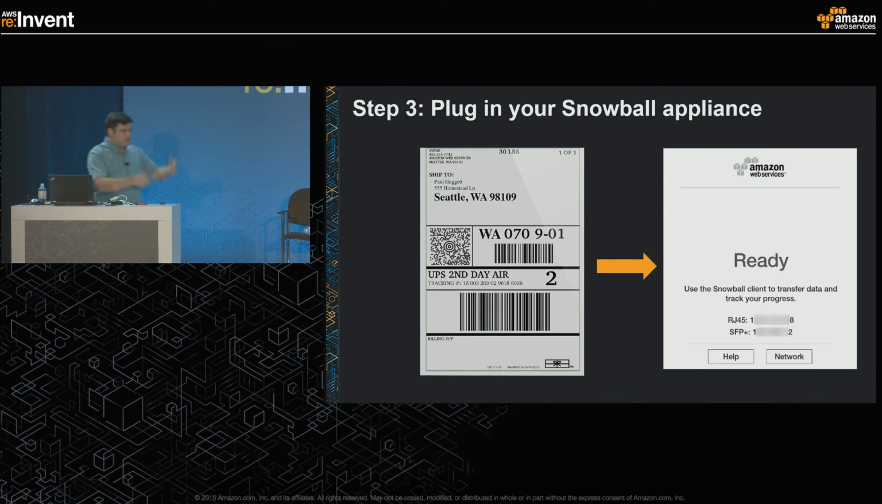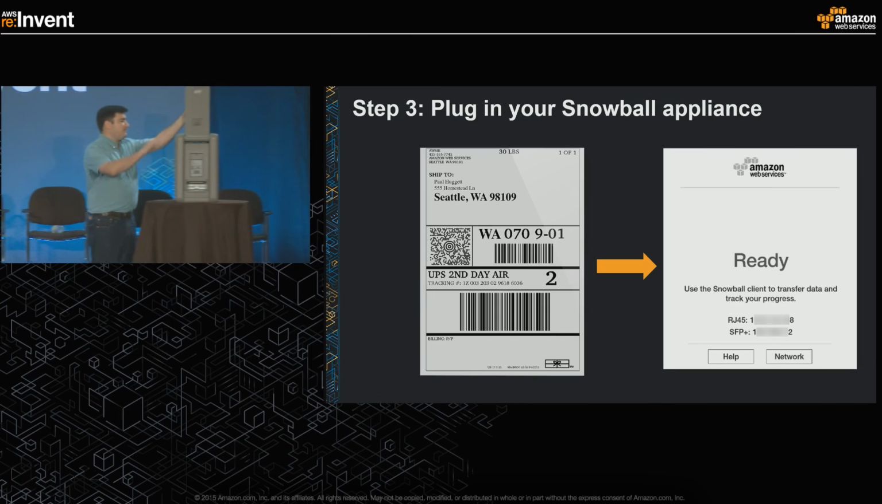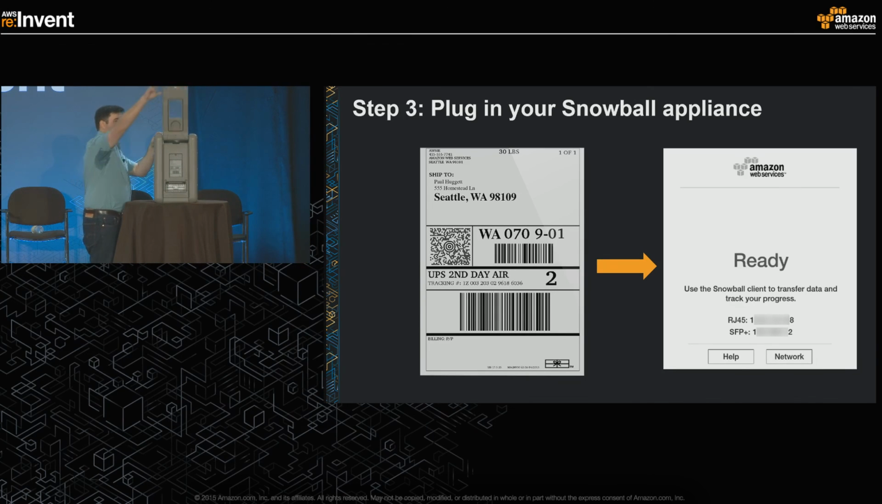Then the Snowball shows up. It'll look like this. The flaps will actually be down typically when it arrives, so it'll look a little bit more like this, just for protection for the actual device itself. At that point, what you would do is open up the flaps. They just nest on top.